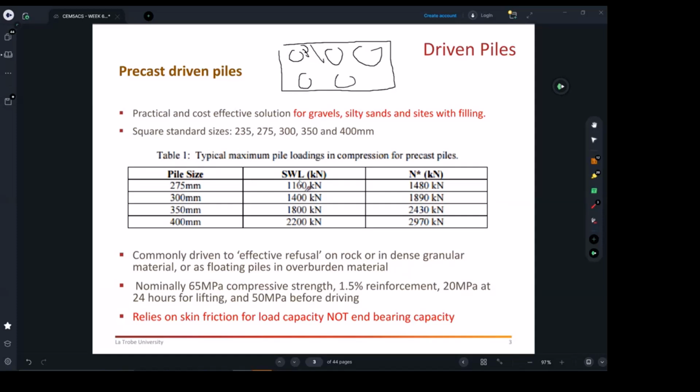It's just like a nail. You hammer it into the ground, and then you stop when you receive effective refusal. Then you test it to achieve such values. Job done. You go to the next pile.